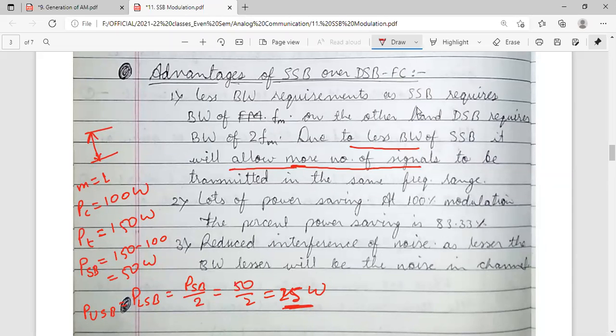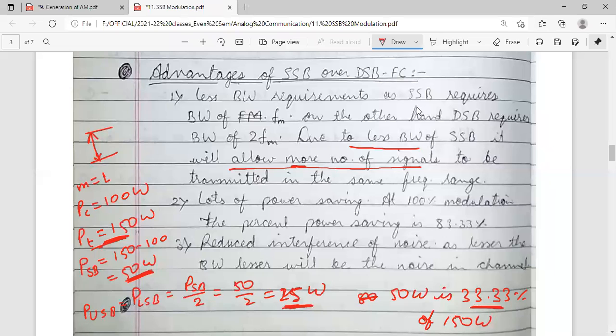So you can see that this 50 watt is only 33.33% of 150 watt. 150 watt क्या था? 150 था टोटल पावर, और इस टोटल पावर का सिर्फ 33% ही हमारे यूजफुल पावर में कंज्यूम हो रहा है. So there is a lot of power saving.